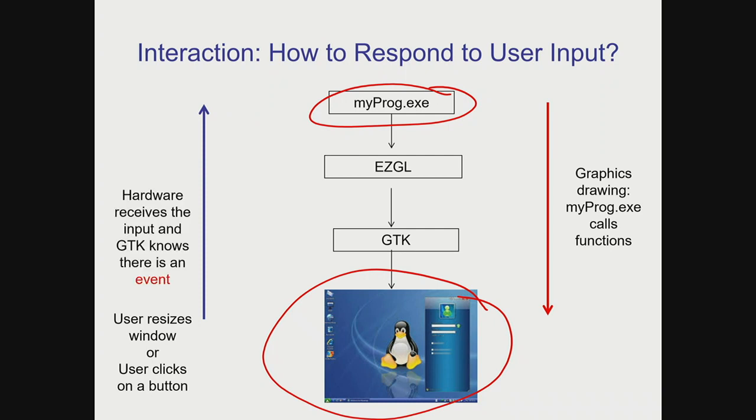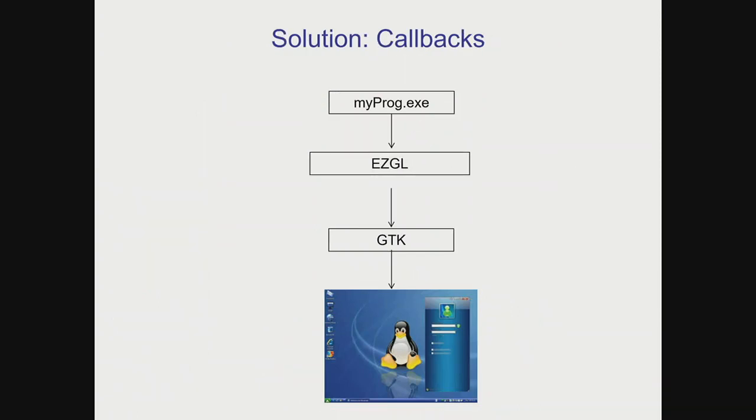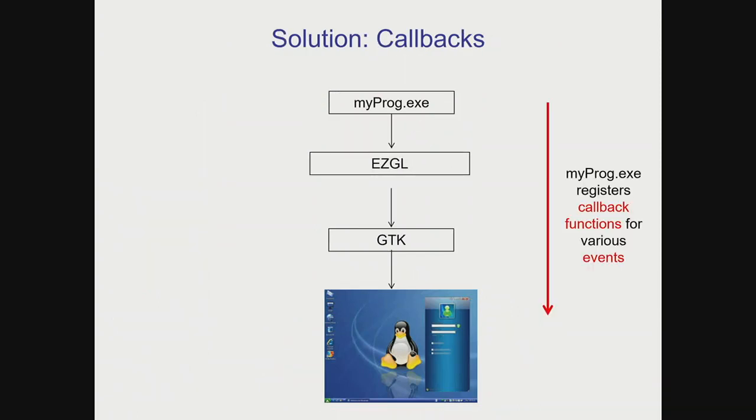It needs to take this, what's called an event, and somehow get it back to your program, so that your program can respond to it, because the graphics library doesn't know what to do. The graphics library is the one that knows about the event. Your program won't know about the event until the graphics API tells it. Okay, so the way this is done is something called callbacks.